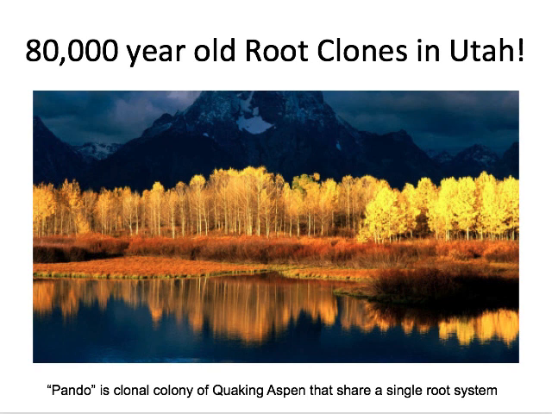So here's a fun fact. In Utah of the United States, there are some root-cloned trees that are growing by root cloning, which means they can live for a very long time. Some of the trees on this clone are estimated to be 80,000 years old, and these are all trees that belong to the group of plants called the quaking aspens.